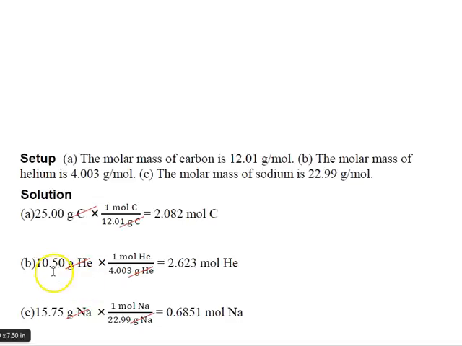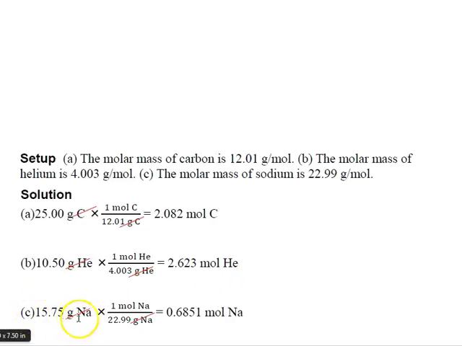For part B, we need to look up the molar mass of helium from the periodic table. That should be about 4.003. The units associated with it are grams per 1 mole. And then they're all grams per 1 mole of whatever element you're looking at. So the math here is 10.5 grams. We want to multiply by the ratio of the moles and grams. Grams cancel. We're left with 2.623 moles of helium.